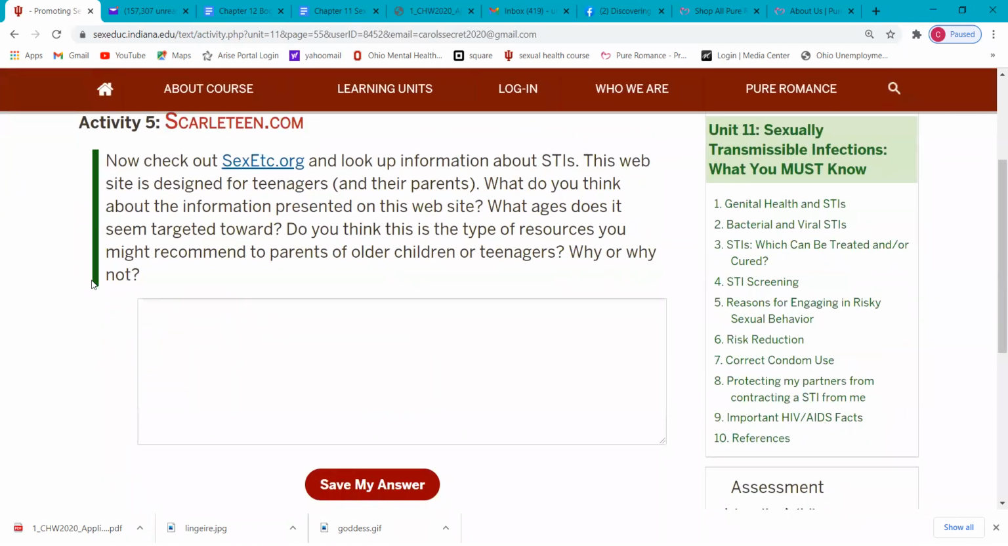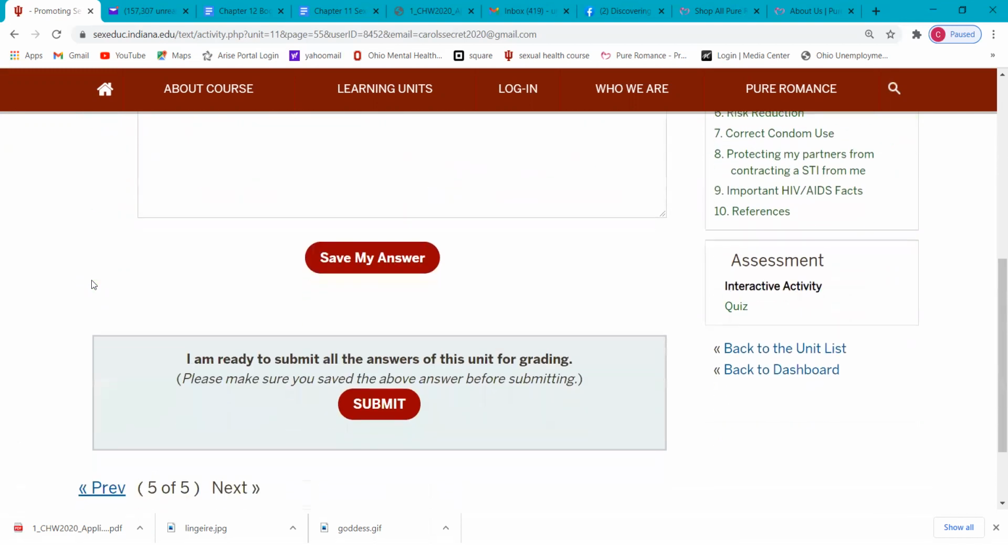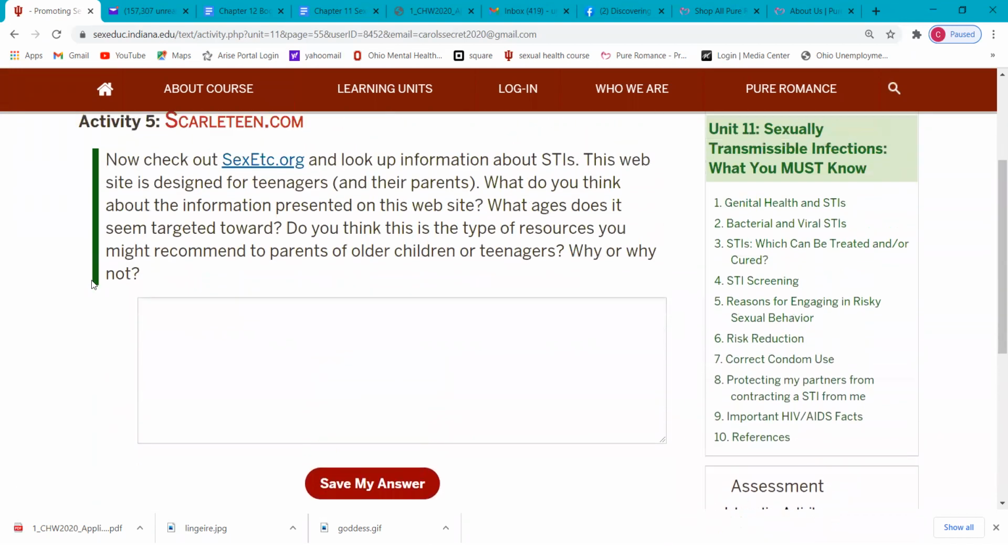and the website is designed for teenagers and their parents. What do you think about the information presented in this website? What ages does it seem targeted towards? Do you even know? Do you think these types of resources might be recommended to parents or older children or teenagers? Why or why not? All right, so we're gonna go ahead to the quiz.